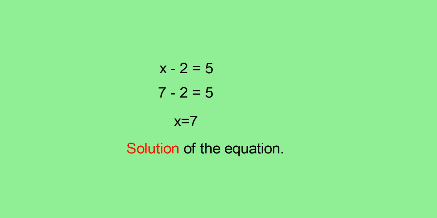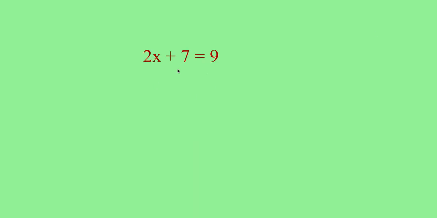Now let us see how to find out the solution of the equation. Consider the first equation 2x plus 7 is equal to 9. Here, first we can remove this 7 from this side. How can you remove it? Just subtract 7 from both sides.